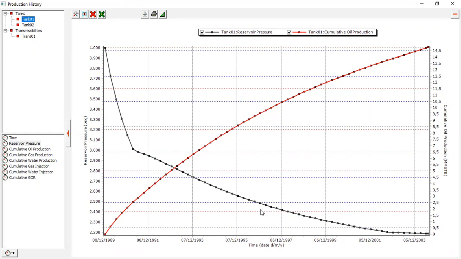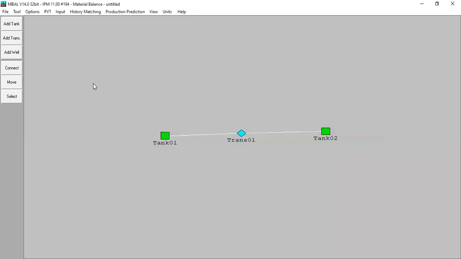We know for sure there is no aquifer based on log, based on seismic, based on core. So the only reason is that we have pressure support coming from outside of our reservoir. So we analyze and we think that there is another reservoir that is connected somehow with our tank one. For example, there is a leaky fault or there is a connection between tank one and another reservoir. So we create transmissibility to represent the connection between tank one and this tank two.